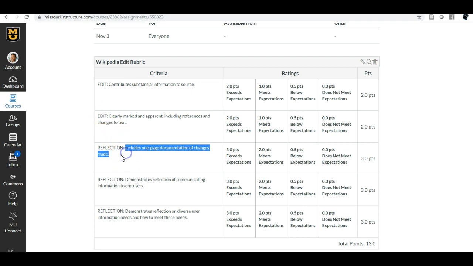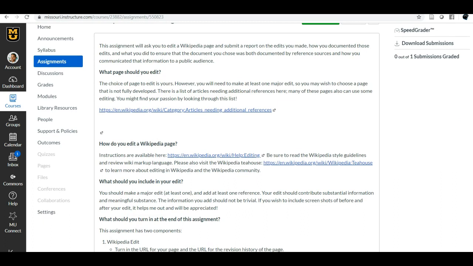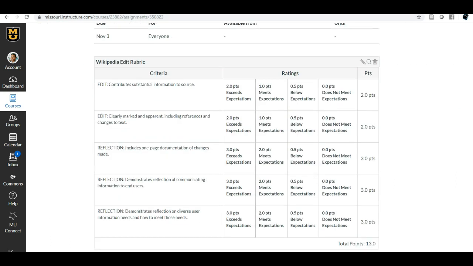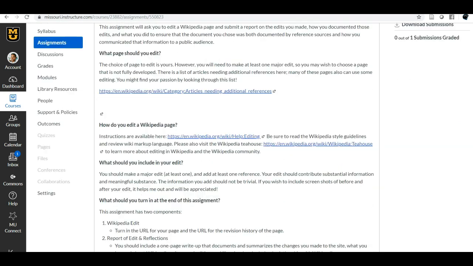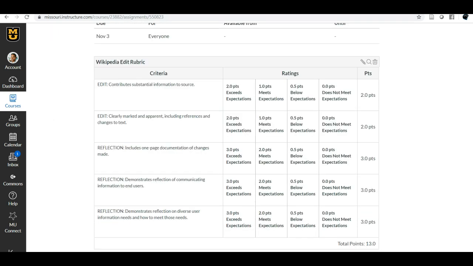Reflection includes 1-page documentation of the changes made, and reflection should also demonstrate that you reflected on communicating information to the end users. The reflection also needs to demonstrate reflection on diverse user information needs and how to meet those needs. And if you've been reading your textbook, then you should have at least a fledgling and beginning understanding of what is meant there.